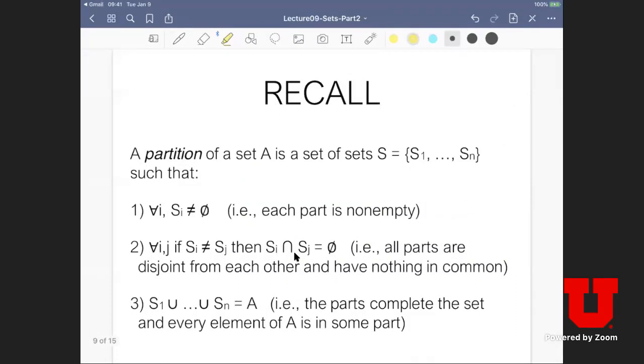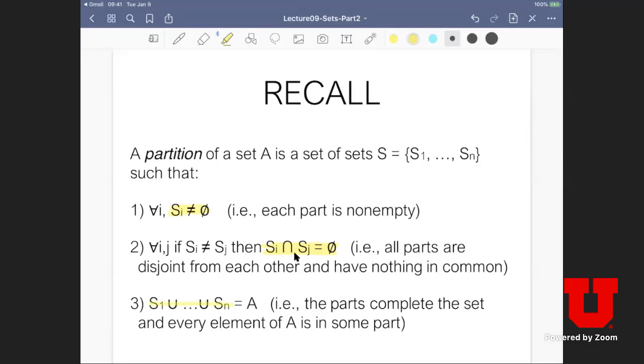First of all, before we do more problems for proof of sets, let's go over the definition of a partition. A partition of a set is a set of sets that has multiple sets as elements. The first rule is that each of those sets has to be non-empty. The second rule is that if they're not the same set, they have empty intersection.